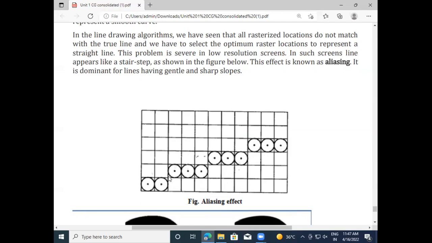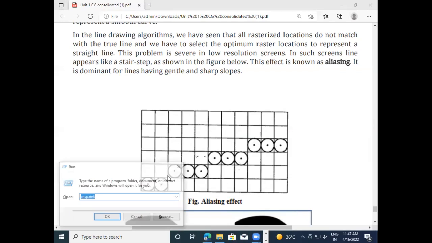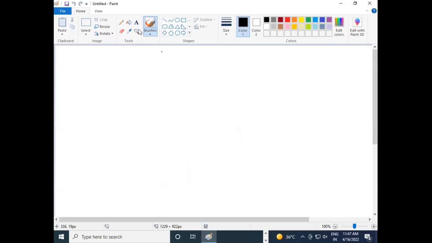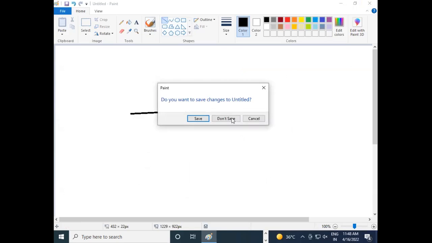Similarly, whenever we go into Paint and draw any line, that line looks like a jagged line. I can show you right now in this Paint. If I draw this line, this is nothing but a jagged line. So this staircase kind of effect in between is nothing but the jagged line.